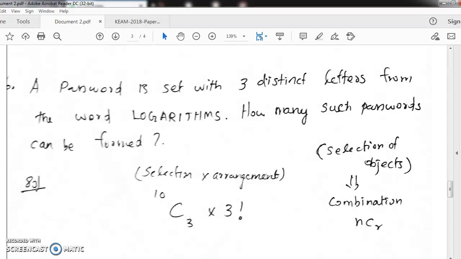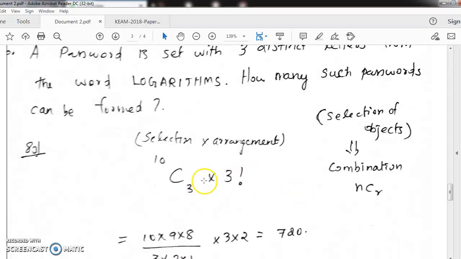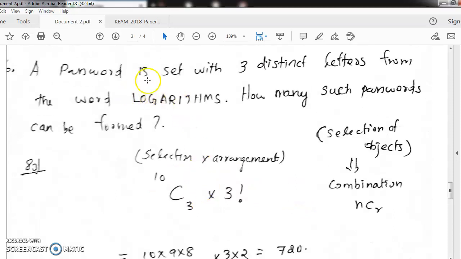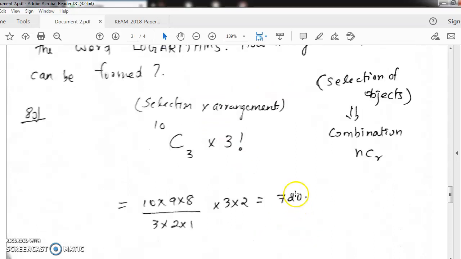For that concept, you take the combination. Combination is nCr, and since the arrangement is also needed, it is multiplied with 3 factorial. So 10C3 into 3 factorial. What is 10C3? You know very well: 10 into 9 into 8 divided by 3 into 2 into 1, into 3 factorial, which is 3 into 2 into 1, which is equal to 720. So from the word logarithm, you can define 720 passwords with 3 distinct letters.